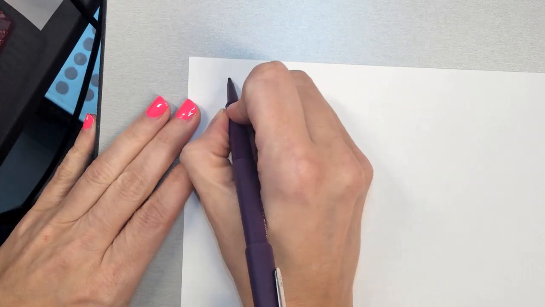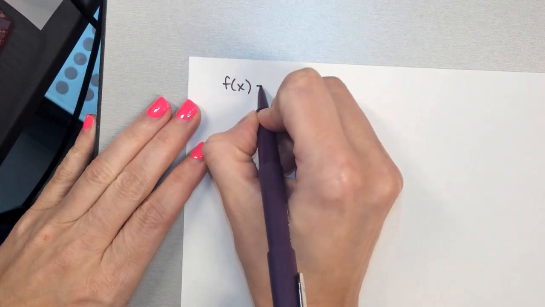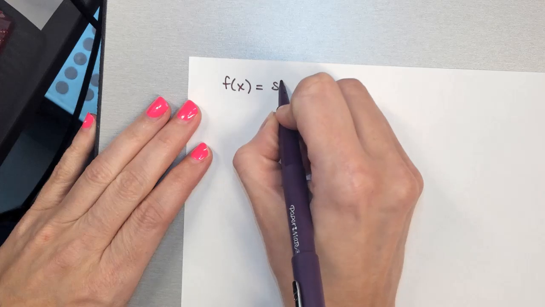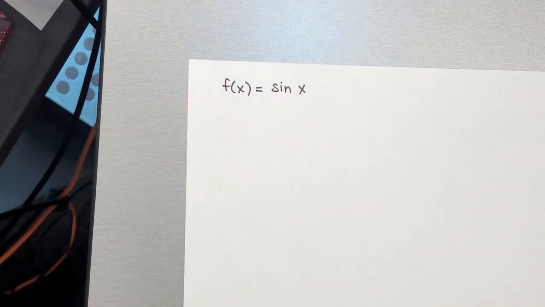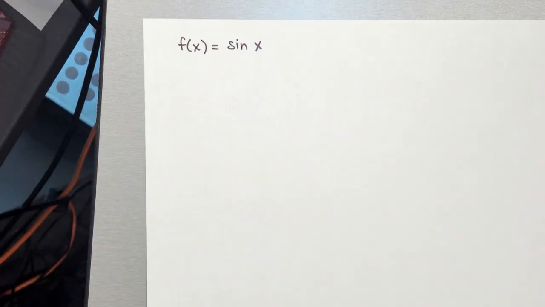On your blank sheet of paper, the first thing we're going to write down is your f of x. Okay, so I want all of your attention up here. Just be with me. Okay, this will take us less than 10 minutes.